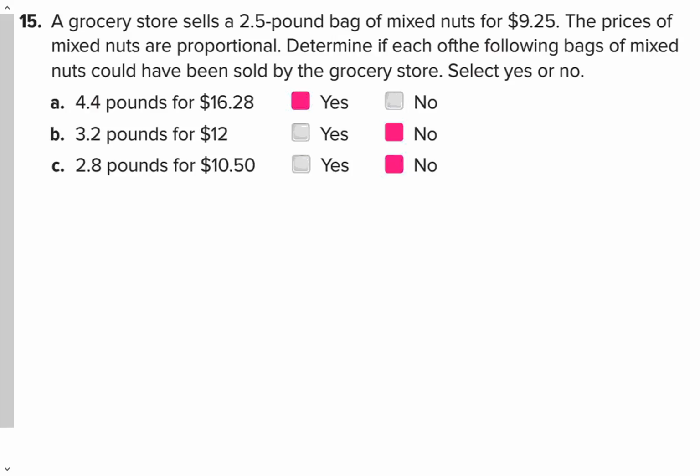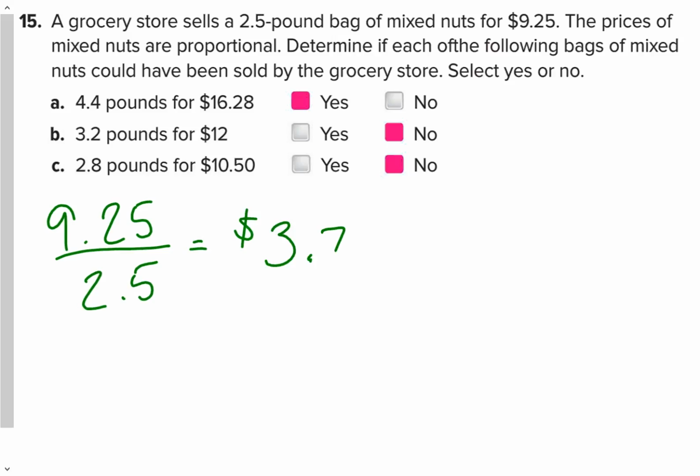Here's your last example, number 15, really good one. Grocery store sells 2.5 bag of mixed nuts for $9.25. The prices of the mixed nuts are proportional, so determine which bags could have been sold by the grocery store. So you first have to start off and say, okay, it has to be proportional to $9.25 divided by 2.5. Okay, so it all has to equal $3.70. So now you just have to check which ones equal $3.70.